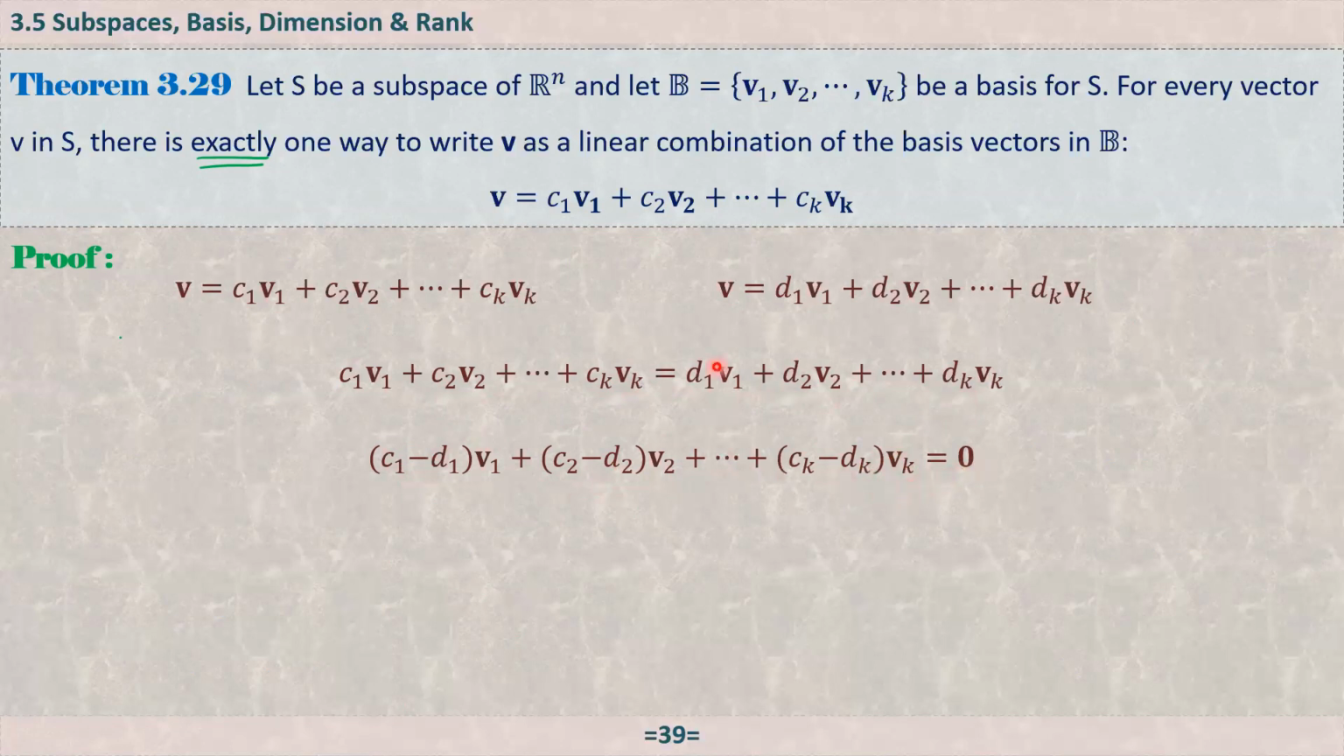Now we know that since B forms a basis for the subspace S, these vectors are linearly independent. They must be linearly independent, otherwise they cannot form a basis. That is the first property of being a basis. Since v1, v2, vk are linearly independent vectors, this forces all of these coefficients to be equal to zero. That's the definition of linear independence.